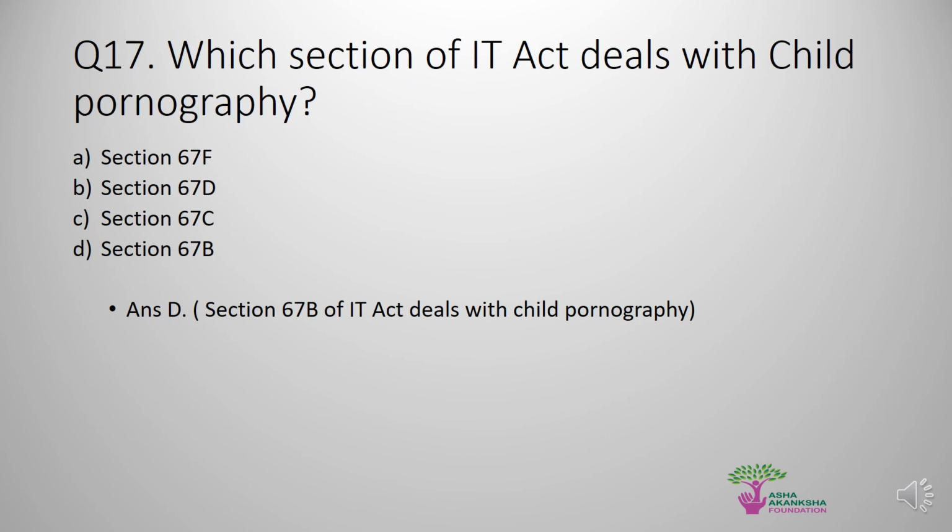The next question is, which section of the IT Act deals with child pornography? Options are A. Section 67F, B. Section 67D, C. Section 67C, or D. Section 67B. The correct answer to this question is option D, that is 67B. This section deals with child pornography. So let's see what this section actually talks about.